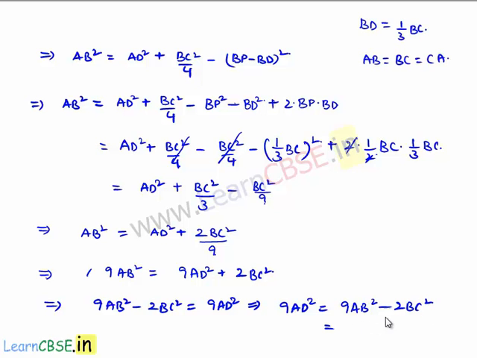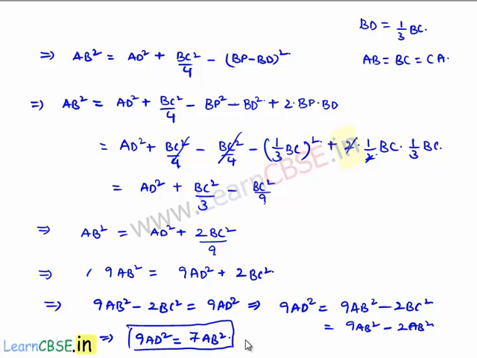In an equilateral triangle we know that BC is equal to AB. So 9 AB square minus, we can write BC as AB, then we get 2 AB square. Finally we get 9 AD square is equal to 9 AB square minus 2 AB square, which is nothing but 7 AB square. This is what the required proof for us.